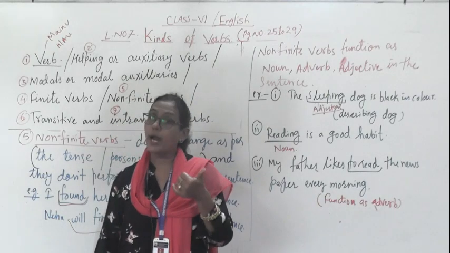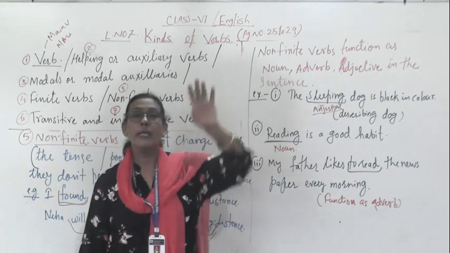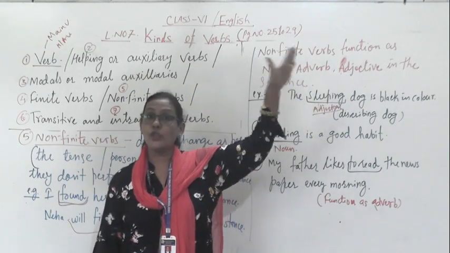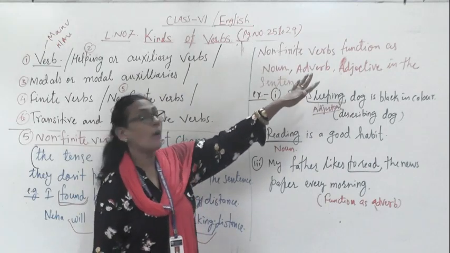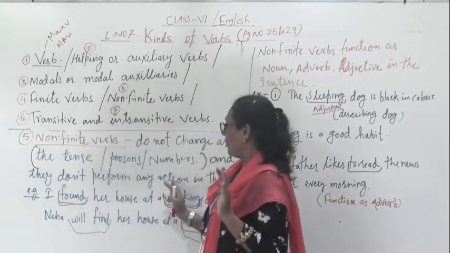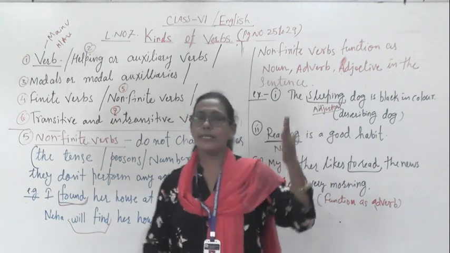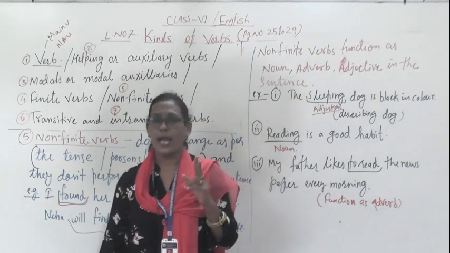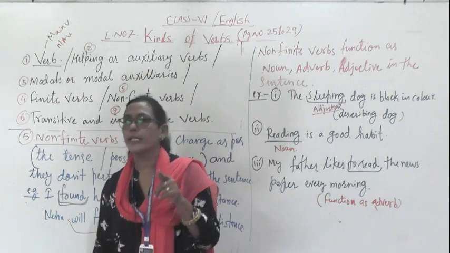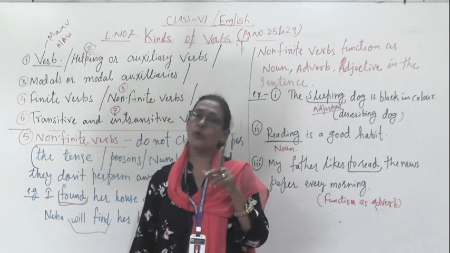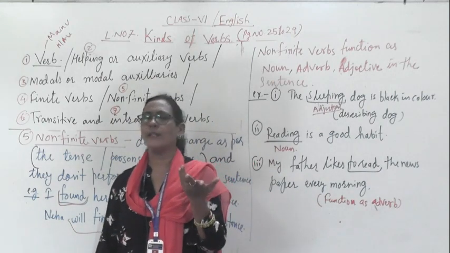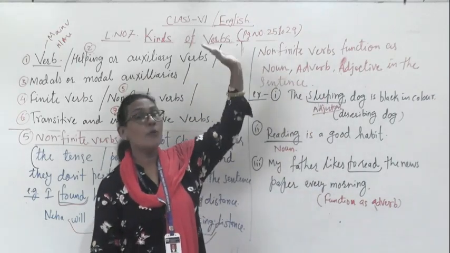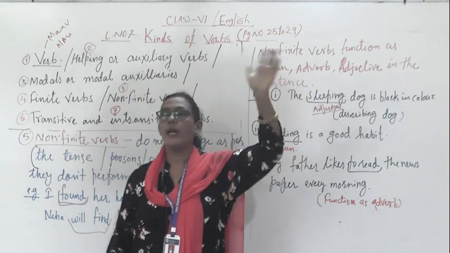Means in the sentence if you are finding the verb, that verb is either a noun or an adverb or an adjective. Means they function as noun, adverb or adjective, not performing any main action. What is meant by adverb? Adverb describes something about the verb. Adjective describes more about a noun. Noun is a noun, that you know. So we'll see a few examples on how this non-finite verb functions as a noun, adjective and an adverb.